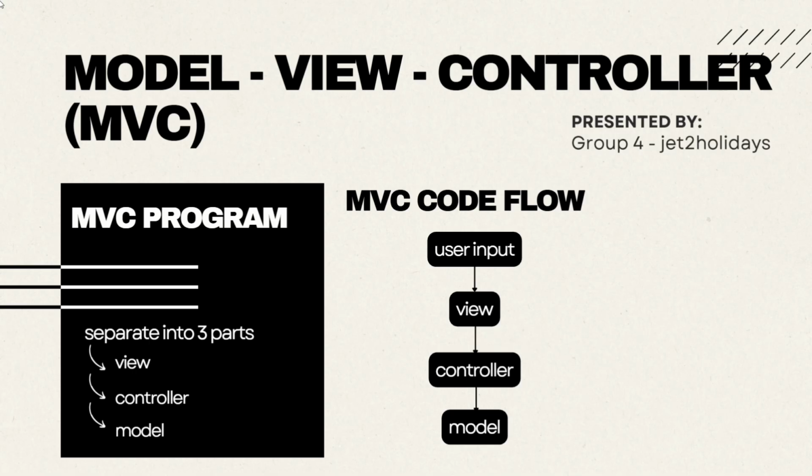An MVC program is separated into three important parts: view, controller, and model. The code flow is like this: the user keys in their input, and the view class gets the input and displays it or displays the prompt. Then the input is passed to the controller. The controller controls the whole flow of the system, passing the input from the view to the model, or passing data from the model to the view.